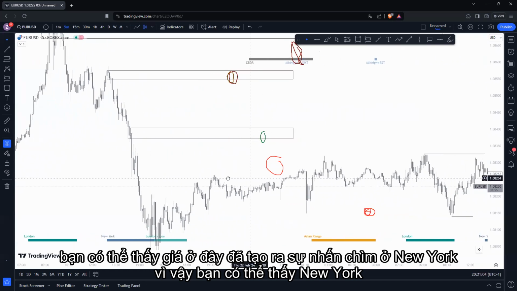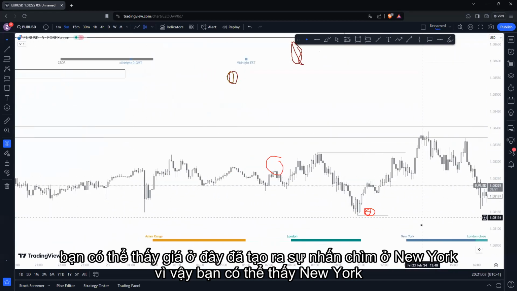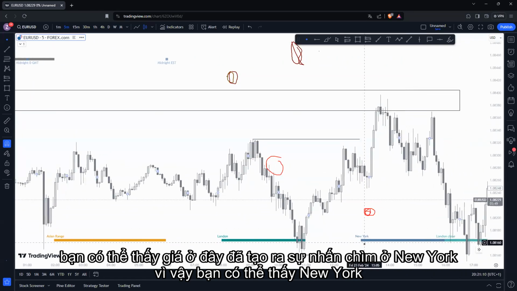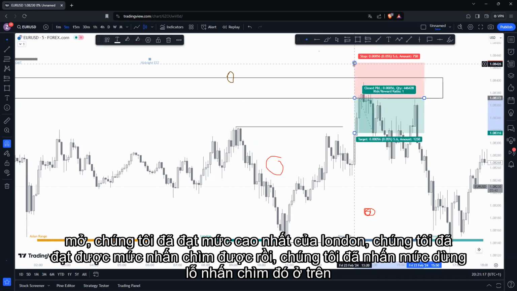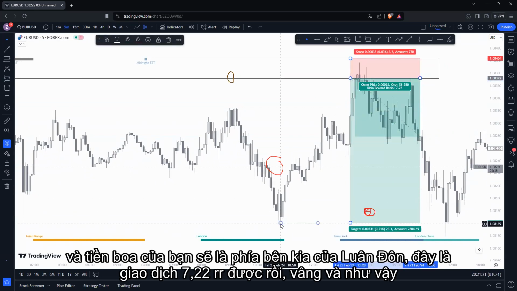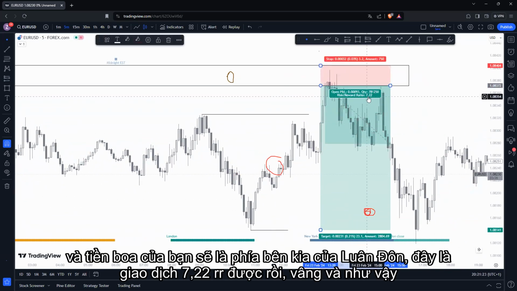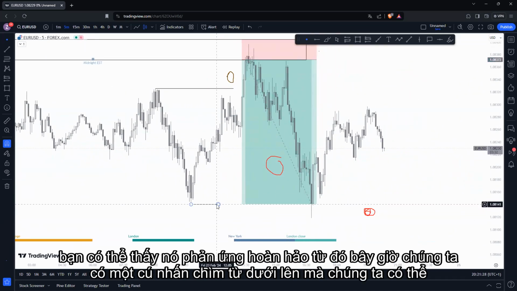Now, as you can see, price right here did what? Hit the engulf on New York. So as you can see, New York open. We took the high of the London. We hit that engulf. Okay. We hit that engulf, stop loss above, and your TP is going to be the other side of London. This is a 7.22 RR trade, okay? Yeah, and as you can see, it reacted perfectly from there.